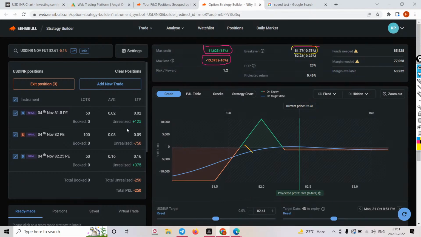Okay, any questions on USD INR before we jump on to Nifty and Bank Nifty? The trades I've deployed for next week are very simple trades. Any questions on USD INR?